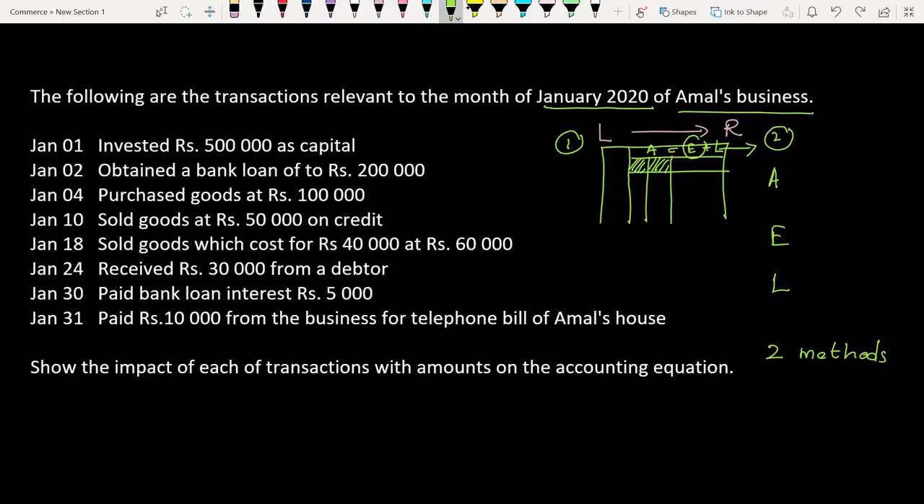Okay, let's go through the first transaction. Invested 500,000 as capital. Now here we know that cash increases and equity increases. So cash is an asset. Therefore, we need to have the column called cash. So my first asset column is cash. And equity, we don't divide into columns. So we have only one column for equity.